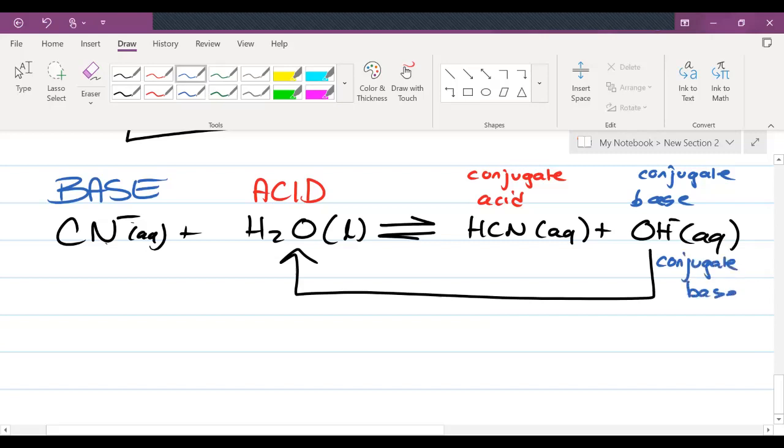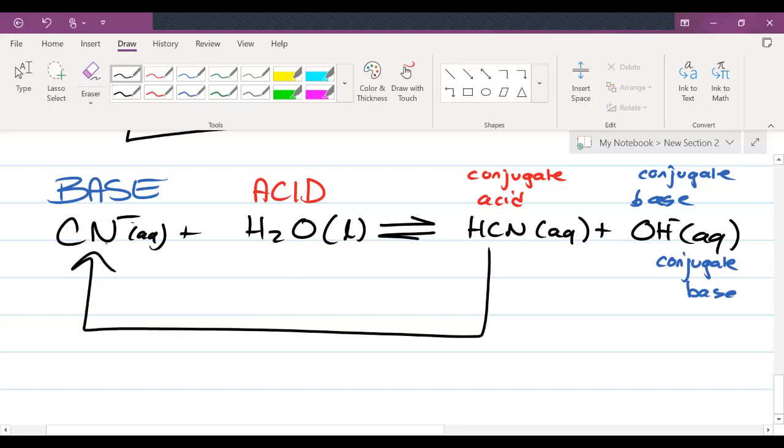And Max, let's keep this party going. What does HCN become on the reactant side? CN. How did it get to be like that? What happened to it? It lost a hydrogen. And what do we call something that loses a hydrogen? An acid. And because this is on the product side, what kind of acid are we going to call it? A conjugate acid. You've got it. Well done.